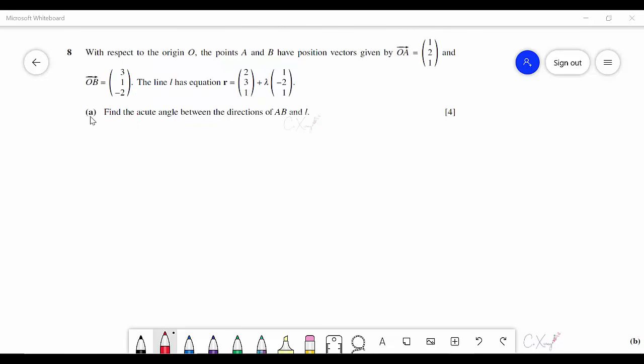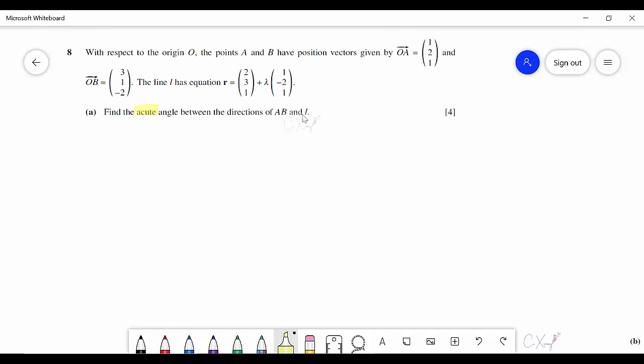All right, so question number 8. They give you the origin O and the points A and B having position vectors like this. And then the line L has equation r. Then for the first question, they want you to find the acute angle. So the keyword is acute. Acute angle means that it appears in the first quadrant, right? Between the direction of AB and L.